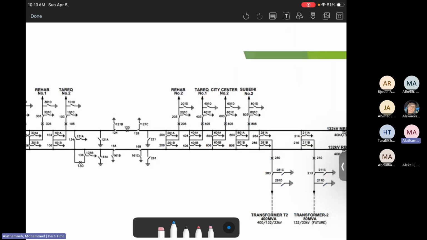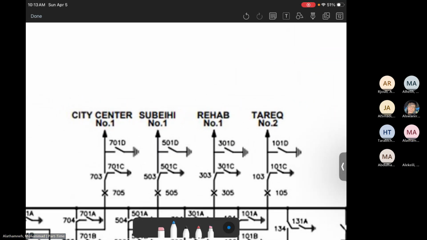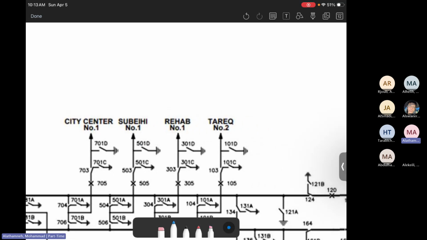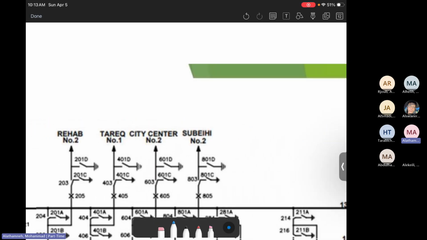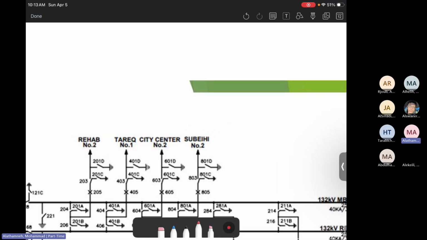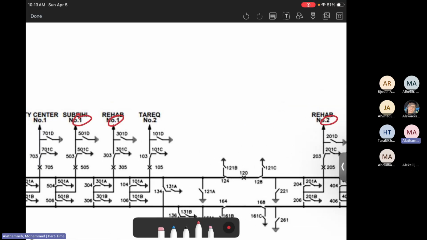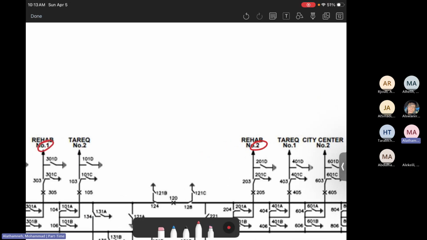Here is the single line diagram. When you look at it, let's start from here. There's something we call City Center, which goes to Wast al Balad, downtown of Amman. Then Sbehi, Rihab, Tariq. And there is another one: Rihab 2, Tariq 1, City Center 2, Sbehi 2. So what's the point of adding 1 and 2? Here is Rihab 2 and here is Rihab 1, here is Sbehi 1, here is Sbehi 2, and so on.